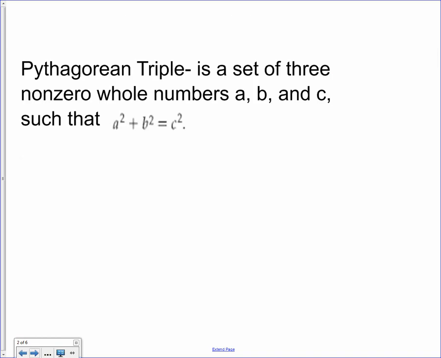A Pythagorean triple is a set of three non-zero whole numbers, a, b, and c, such that a squared plus b squared equals c squared. So we have a few examples of these. I think we've talked about this just a little bit already, but probably the most common Pythagorean triple, the most well-known one, is 3, 4, and 5.